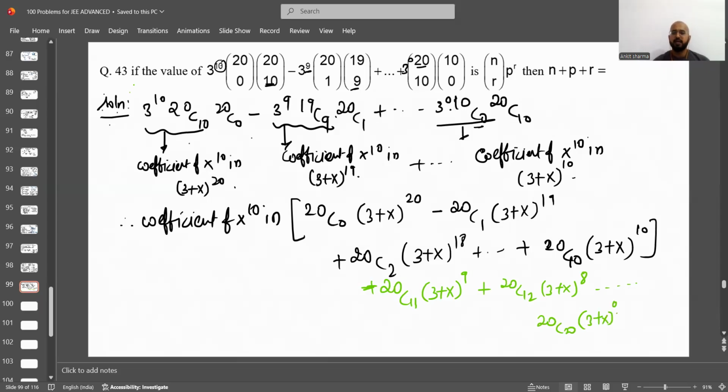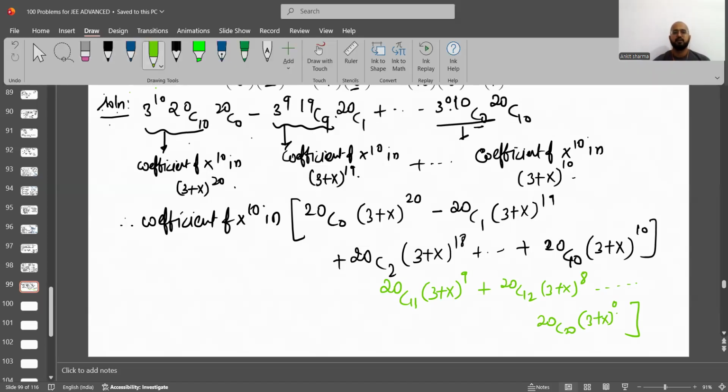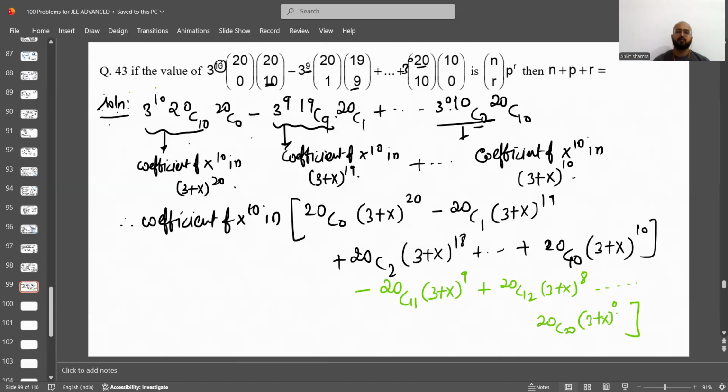That's what we have. So we'll be adding it here, and then again, same thing, we'll be subtracting. So that means I'll be writing the addition and subtraction here because we have to use this thing. So this is minus, yes. So minus, and then now we have to add and subtract. So I'm writing this quantity again. So plus 20c11 into (3+x)^9. Then minus 20c12 into (3+x)^8. And so on up to minus 20c20 into (3+x)^0. We just have added and subtracted because this looks like a binomial expansion of up to here.